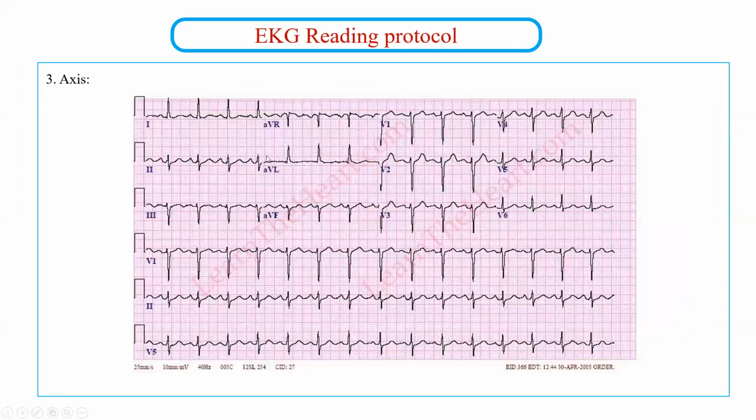This is the second example. What is the most isoelectric lead? I think it is lead 2. What is perpendicular to lead 2? It is aVL. aVL is positive, so we take the angle at the tip of this arrow. aVL is at minus 30. So this is minus 30, and there is barely left axis deviation, at the border of left axis deviation. This is very important, how to determine the axis.